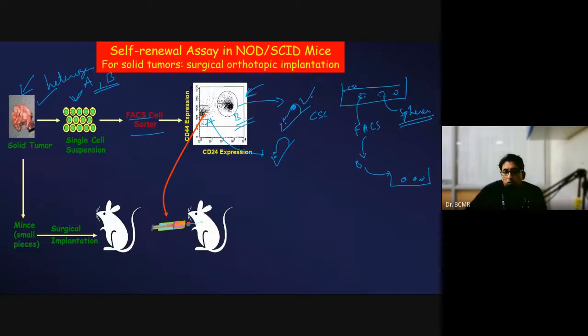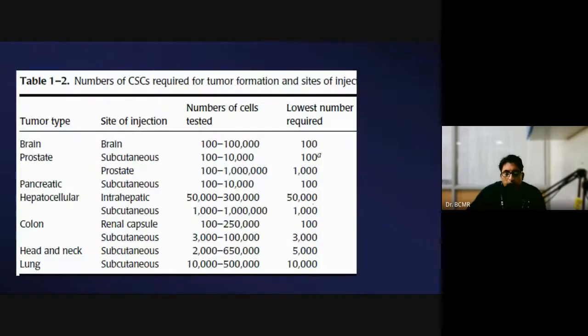So if we keep on doing, and again, I didn't mention here what is CD44 expression and CD24 here. So we will come across these things again, and I will discuss at that point the markers for cancer stem cells.